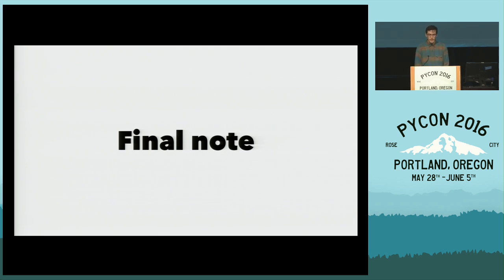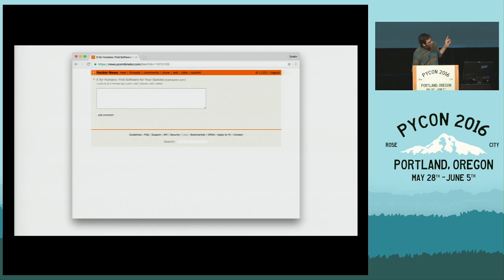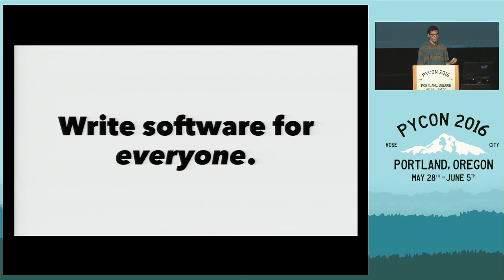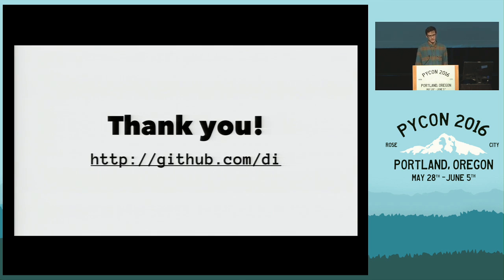It doesn't. And it's not just us. It's not just the Python community. Lots of other software ecosystems are being speciesist as well. So please, help me spread the message. Go forth, specifically go forth to Hacker News right now, and let me help everyone know, don't be speciesist. Write software for everyone. Thank you.